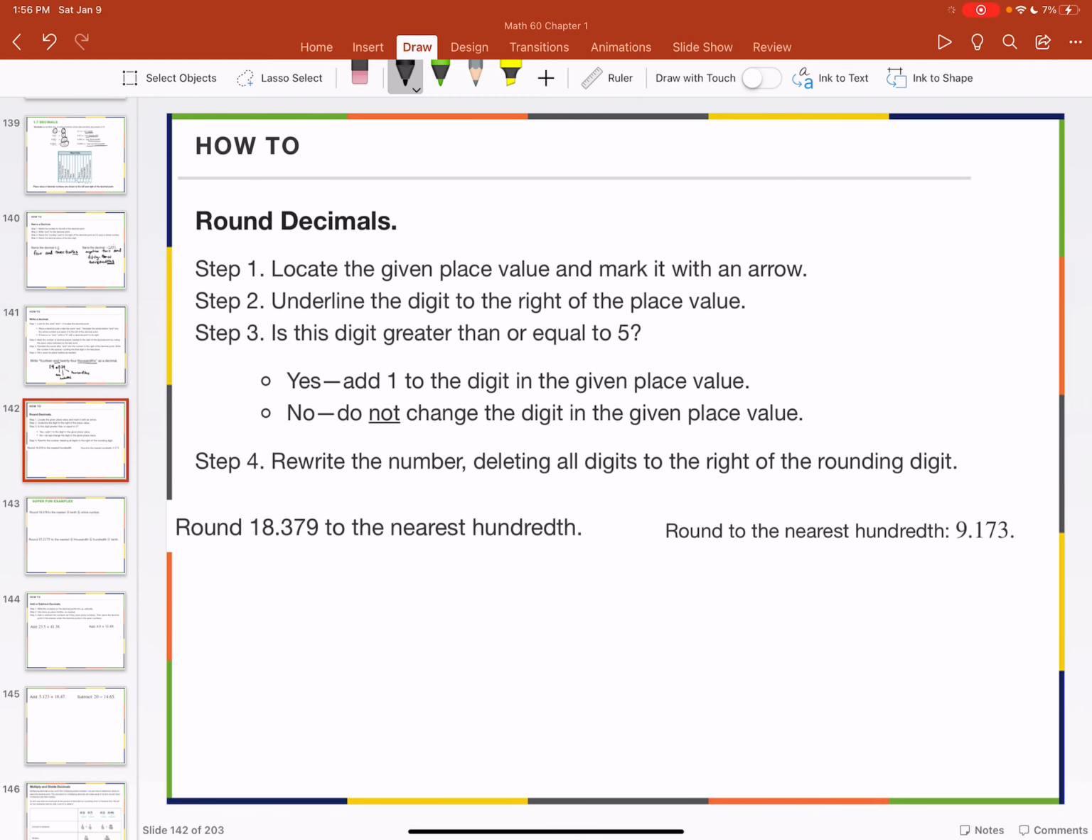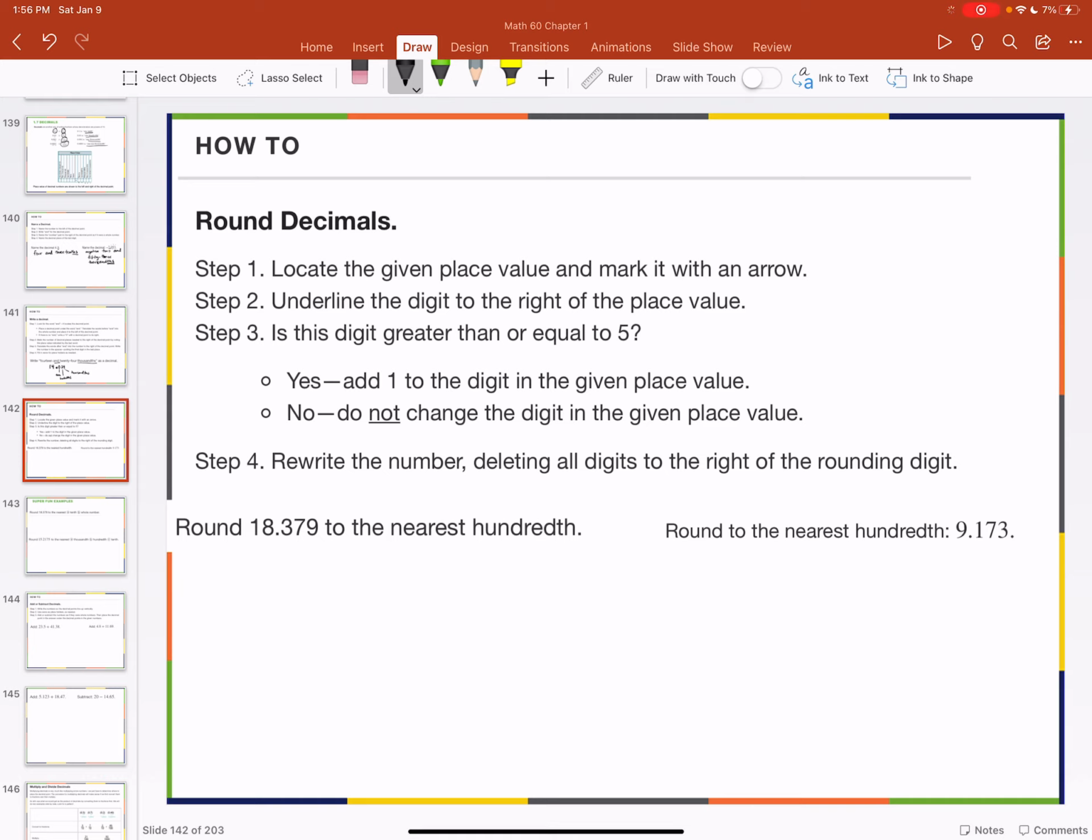Okay, so next, let's go ahead and talk about rounding decimals. For rounding, first you have to locate the place value, then we look immediately to the right. If it's equal to or greater than 5, we move it up, and if it's less than 5, we leave it the same.